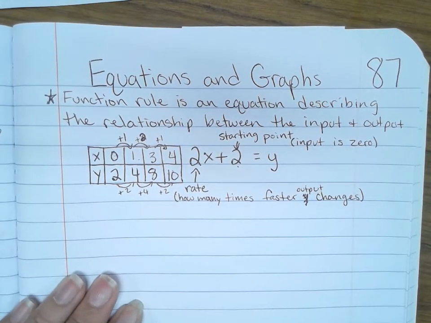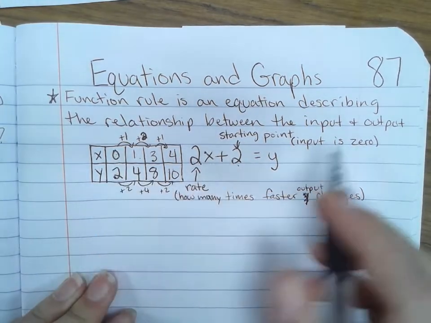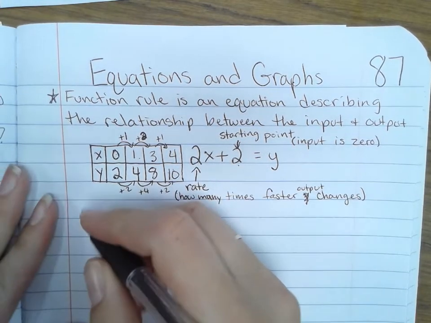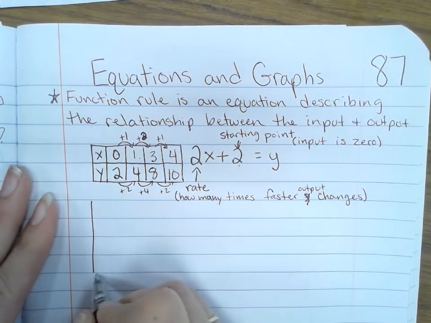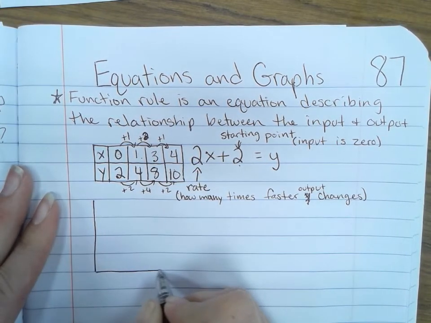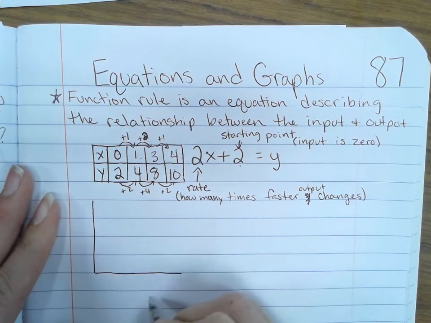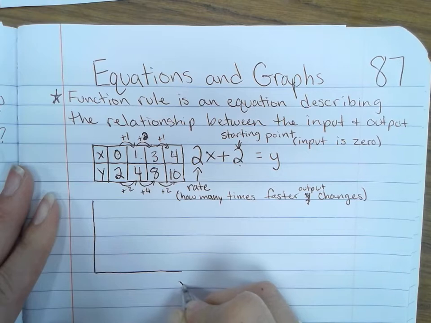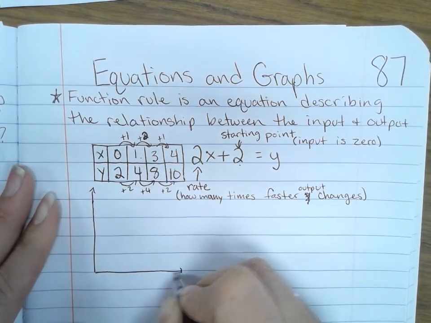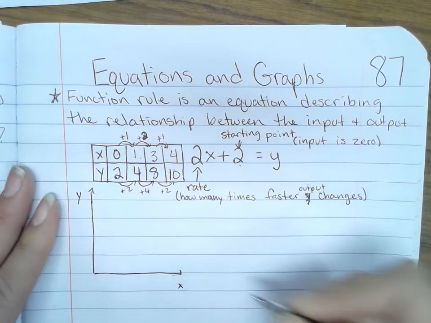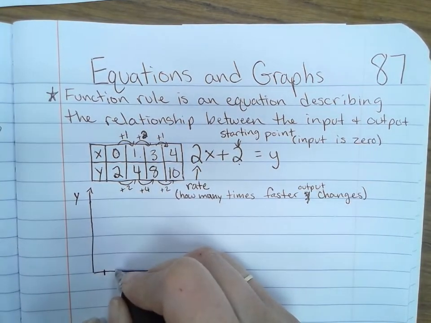So when you have something like this, if we were to graph it, it would look something like this. So try and write as neat as you can. Just going to make a first quadrant graph. We have to label it. So this one would be X. This would be Y. Now try to make these even.